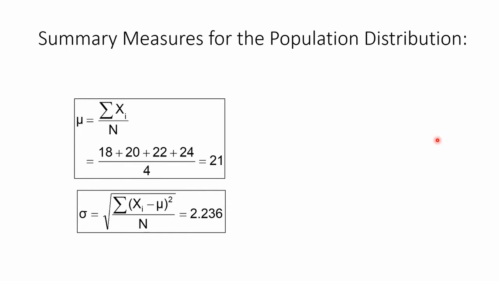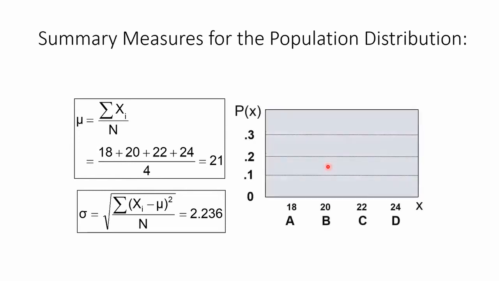Now when you're considering that particular example, if you consider only one from each group and calculate the mean, you would simply add up the ages and divide by the 4 people, and you would get 21. Similarly, you can calculate the standard deviation and you would get 2.236. Now notice here we are calculating the population mean and the population standard deviation, and we only assume that there are 4 people.